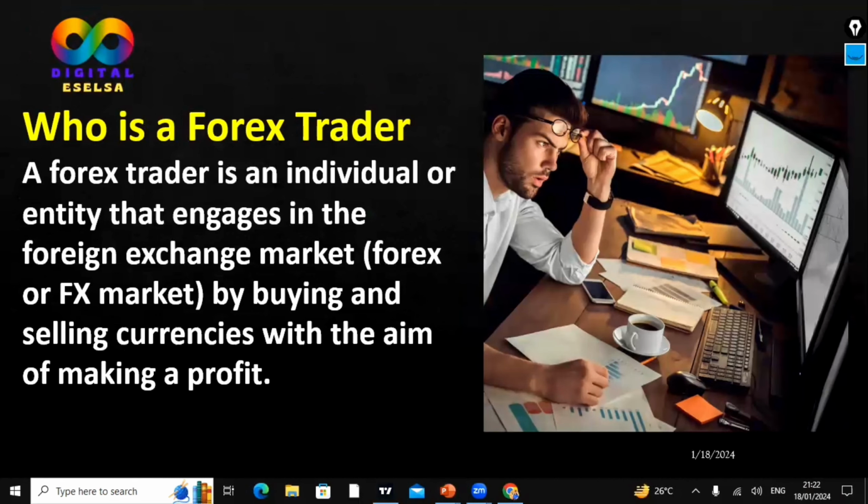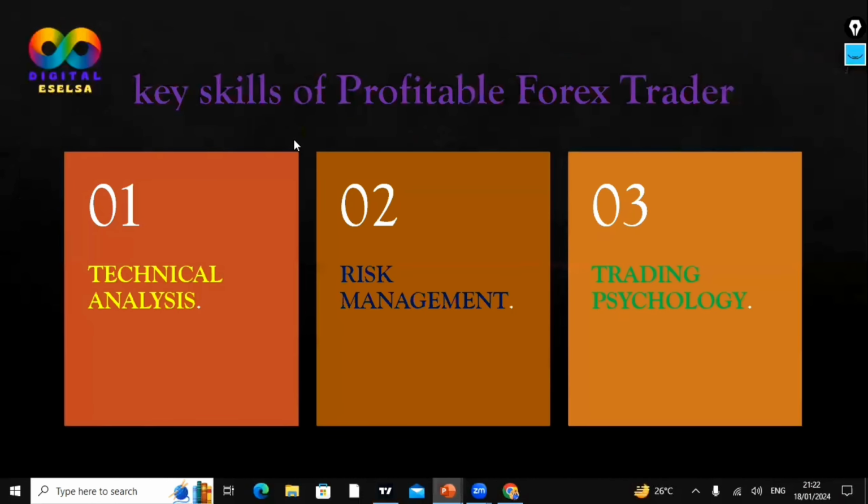So who is a Forex trader is a very big question. A Forex trader is an individual or entity that engages in the foreign exchange market, or FX market, by buying and selling currencies with the aim of making a profit. That is who a Forex trader is. Our goal is just to analyze, look at the case. I think I've told you about this. The case of profitable Forex trading.